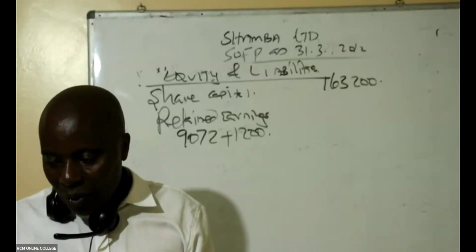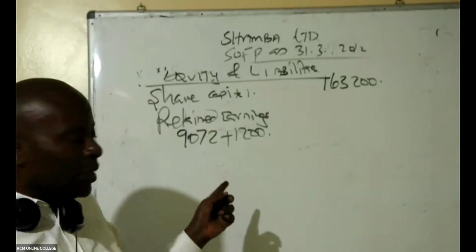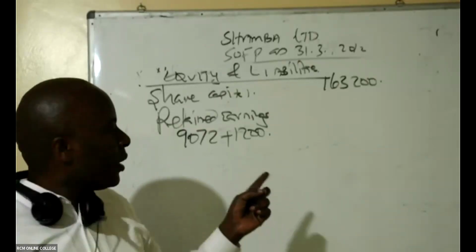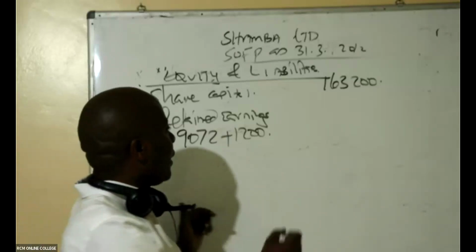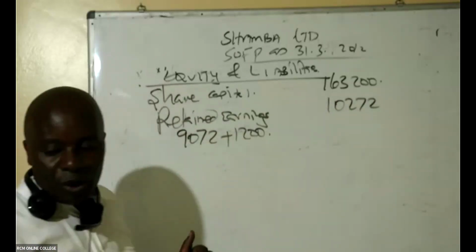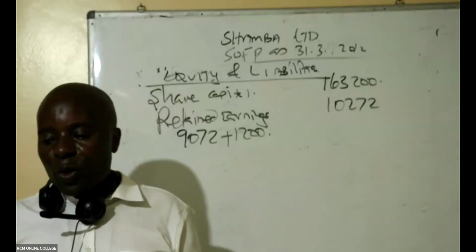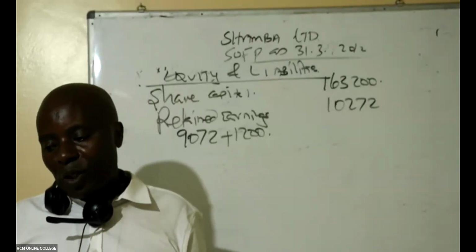I'm waiting for another person to confirm this. I don't think it's very hard. 10,272. I don't know why students are really hesitating, but I think 10,272 is correct. Ibisu was confirmed. Margaret as well. So I don't think we have any other equity component.